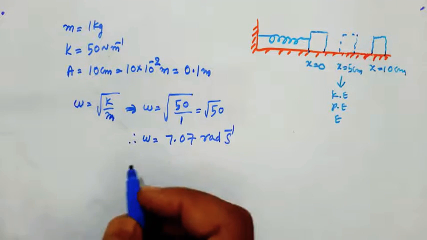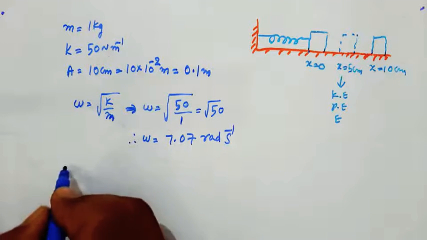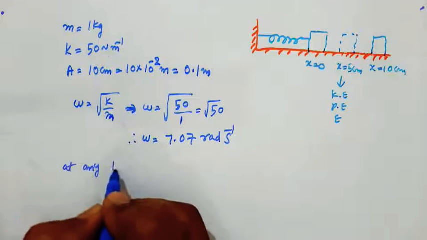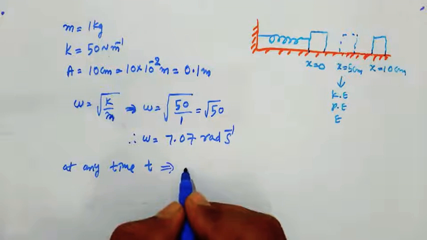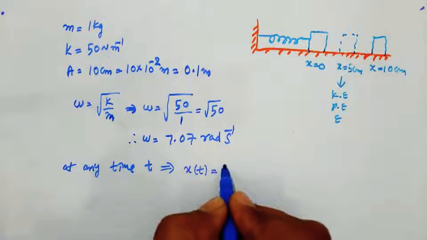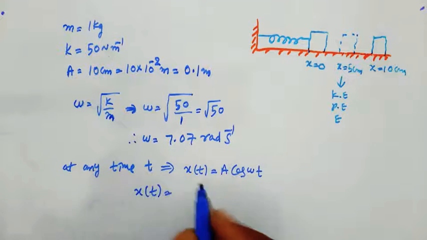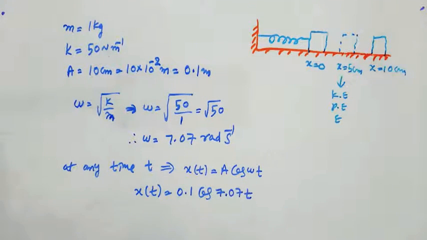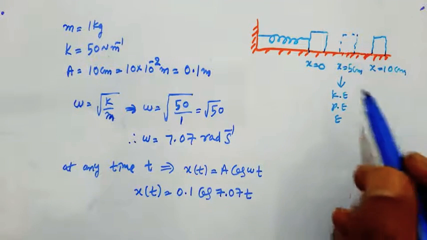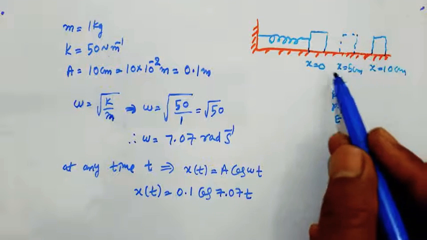So the displacement of the block at any time t, how can we write it? At any time t, the displacement of the block is x of t, which is A cos omega t. So here x of t is equal to 0.1 cos 7.07 t. Here we have to find the kinetic energy, potential energy and total energy at x is equal to 5 centimeters.